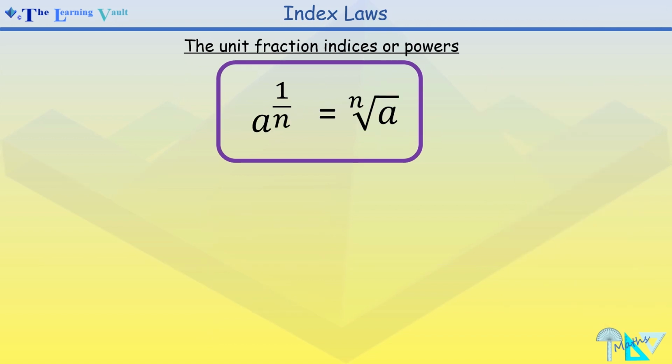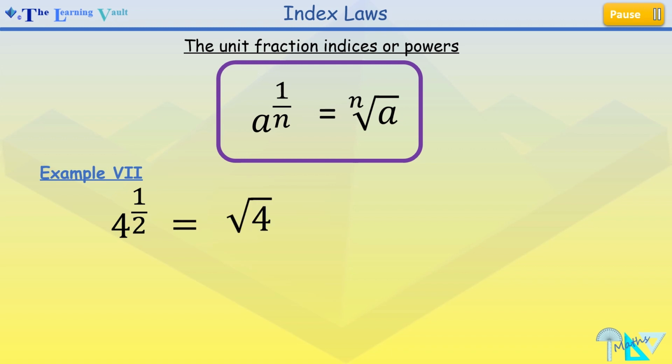Seventh index law, unit fraction indices. We've got base a raised to a unit fraction. This is equal to the root of the denominator. Example 7. We've got 4 to the power of a half. You may pause and have a go. Now 4 to the power of a half can simply be written as square root of 4, or using the root symbol as 2 at the corner as displayed. Now this will give us our answer as 2.